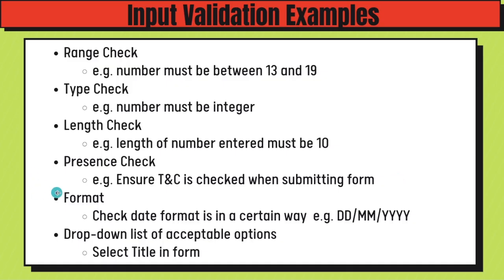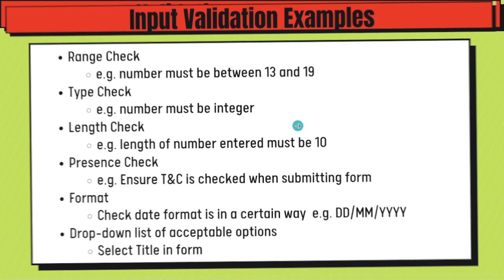Another type of check is format check. So you could definitely apply this to dates where, for example, you want your date to be in a certain format, and this is an example. With drop-down lists, you give them the options and they can choose from that list. And this again is part of input validation because it ensures that the information that they have selected is valid. So it comes under validation.